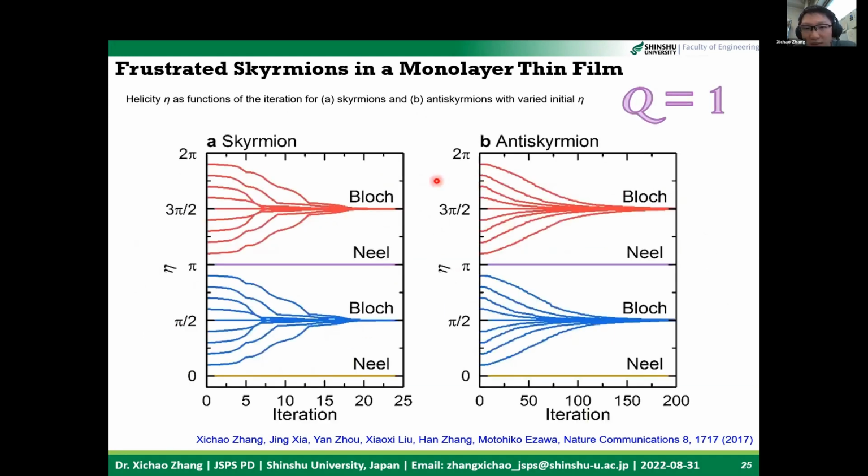We also find that for the skyrmions with the skyrmion number of 1 and different helicity ranging from 0 to 2 pi, most skyrmions will relax to Bloch type skyrmions unless it is a standard Néel type skyrmion before the relaxation. That is to say, the Bloch type and the Néel type skyrmions are metastable states in the frustrated spin system, but the Bloch type skyrmions are more stable than the Néel type skyrmions.